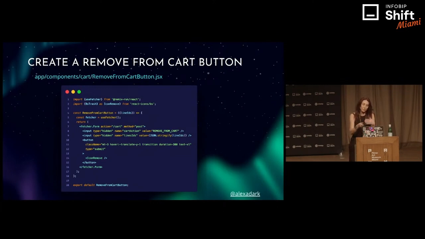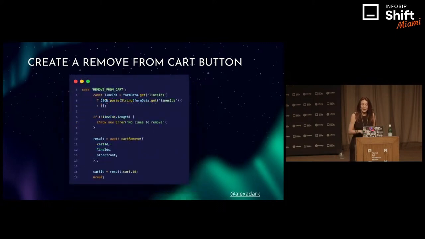Same thing for the remove from cart button that we also need. We also have this form, this fetcher, and now the cart action as remove from cart as value. We have the lines ID in the other input. And here in our switch, we are in the case remove from cart, so we run the cart remove function.